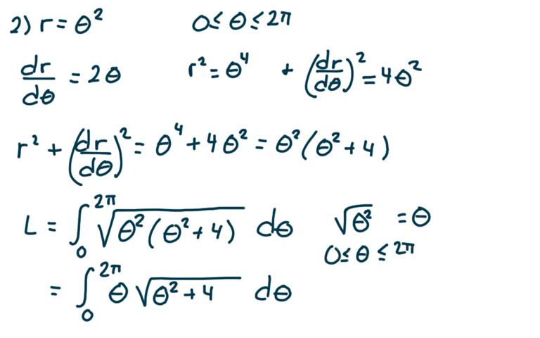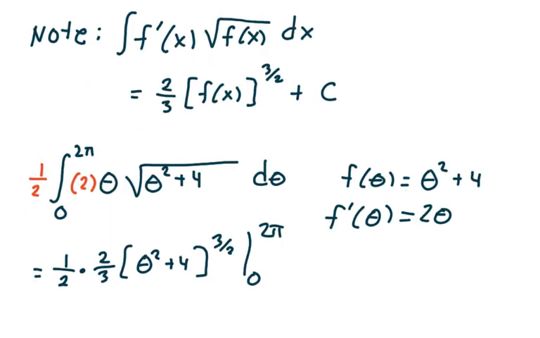And so, therefore, this is equal to the integral from 0 to 2 pi of theta times the square root of theta squared plus 4 d theta. Let's note something here. The integral of f prime of x times the square root of f of x dx is equal to 2/3 times f of x to the 3/2 plus c. That's a fact. And you can convince yourself with the following u substitution.